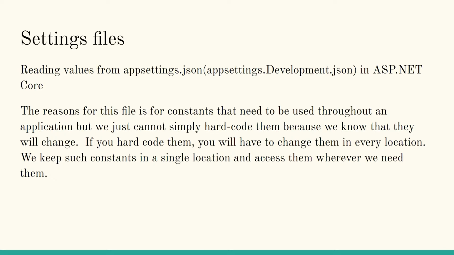And I'm sure you may already be familiar with the settings files, but we'll just point that out. That's also important too. The settings files, reading values from the settings file from the appsettings.json or the appsettings.Development.json in ASP.NET Core. So the reason for this file is for constants that need to be used throughout an application, but we just cannot simply hard code them because we know that they will change. If you hard code them, you will have to change them in every location. We keep such constants in a single location and access them there whenever we need them.